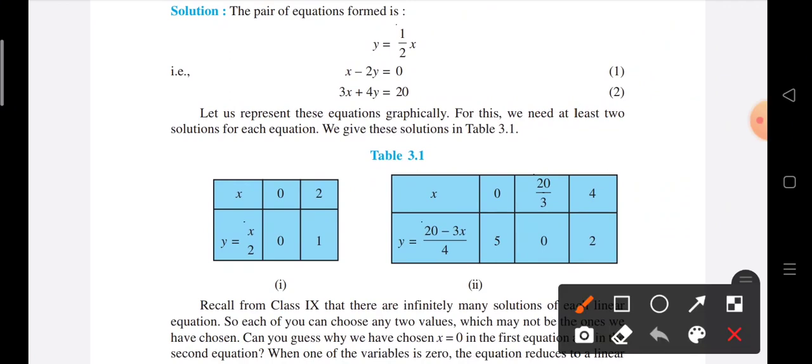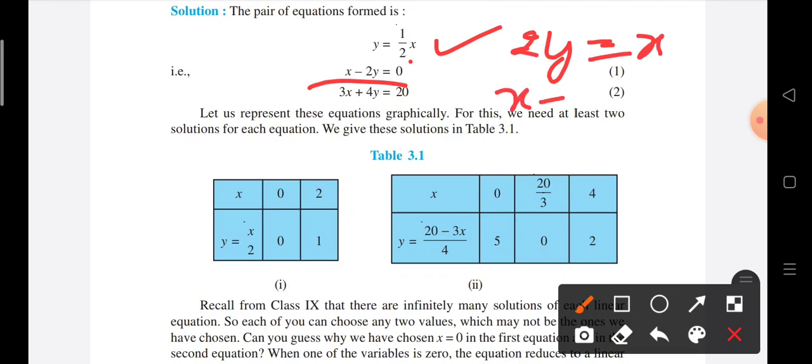The equations are y is equal to 1 by 2 x, that can be written as, 2 is being cross multiplied, so x minus 2y is equal to 0. I will write the intermediate equation which they have not written, that is 2y is equal to x, or you can write x minus 2y is equal to 0. So they have written this equation directly. And the second equation is 3x plus 4y is equal to 20.